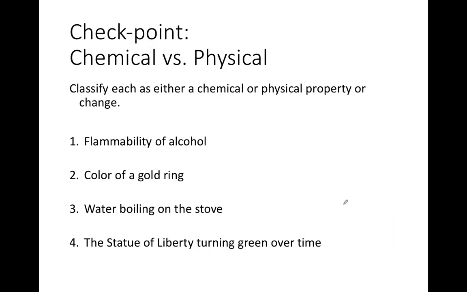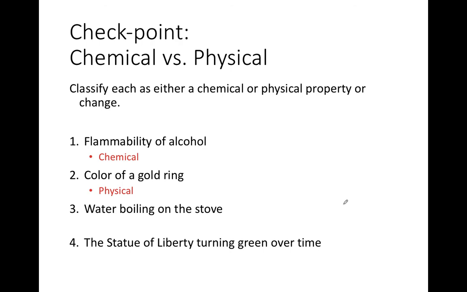Again, let's do a checkpoint to make sure that we're understanding. So again, if you want to pause to see if you can make sure you have these down, do it before I give you the answer. So if I have the flammability of alcohol, the fact that alcohol starts on fire, is that a physical or a chemical property of alcohol? It's chemical, because I'm changing it chemically. If I have the color of a gold ring, this is just talking about its color, its inherent physical appearance. This is a physical property of a gold ring.